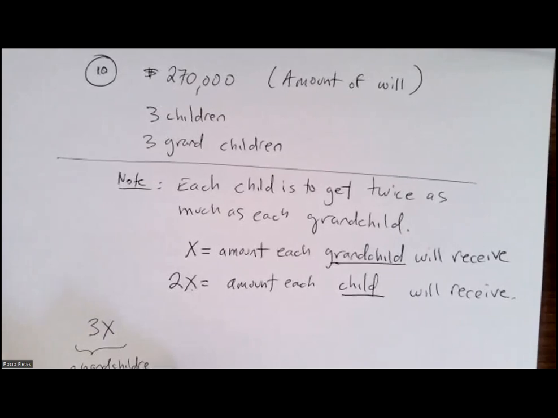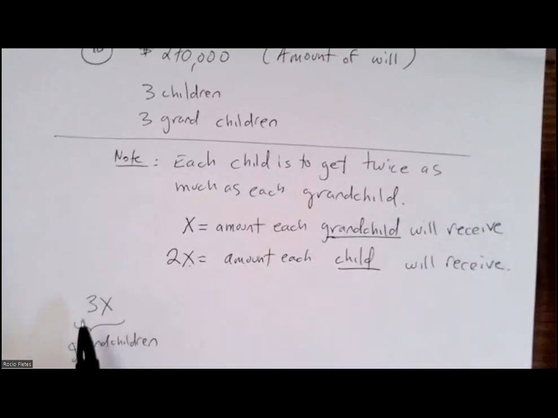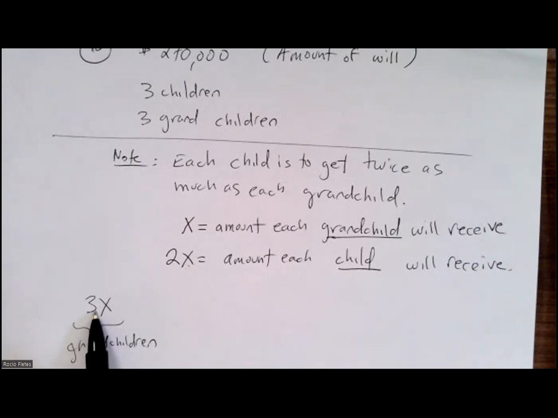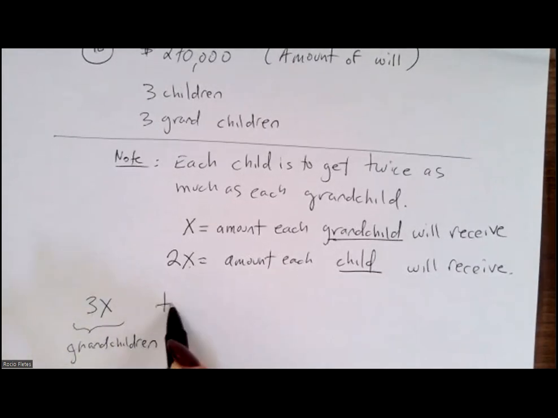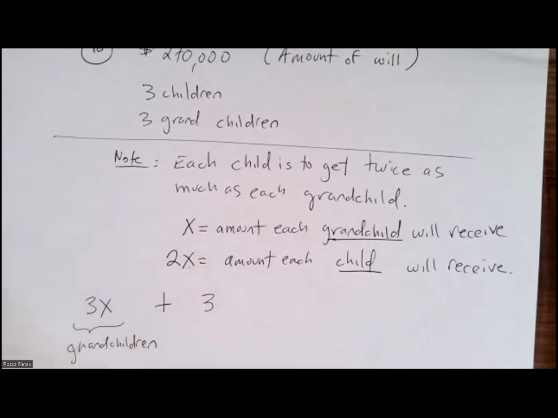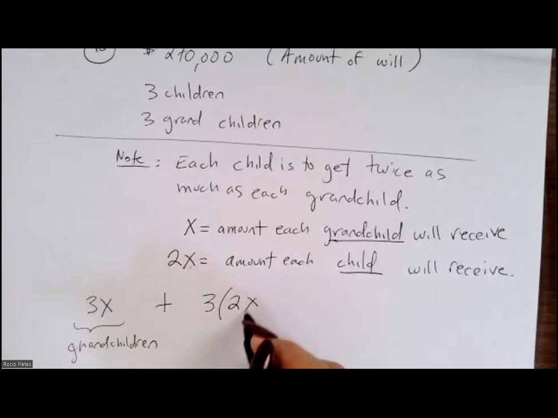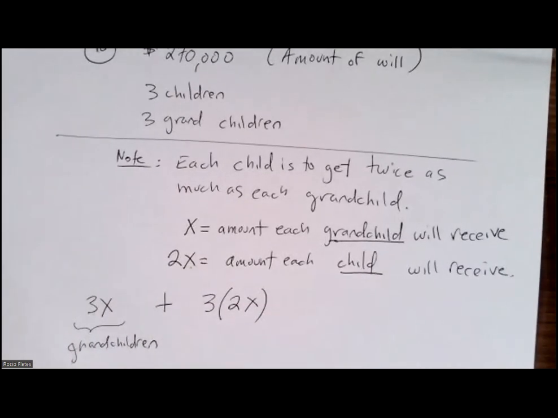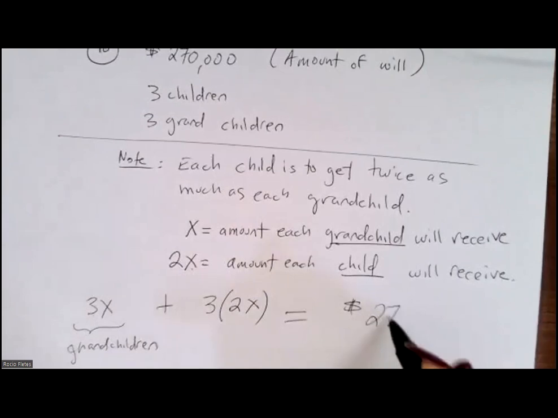Why 3x? Because there are three grandchildren, right? And then plus there are 3 children. The children, remember, they're getting 2x, so 3 times 2x. Okay, make sure you understand what I did here. Each grandchild is getting x, but in total they're getting 3x. And the 2x is the amount each child will get, but there's 3 of them, so 3 times 2x. And that's going to equal the 270,000, right?